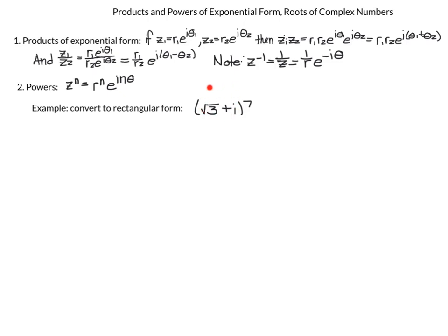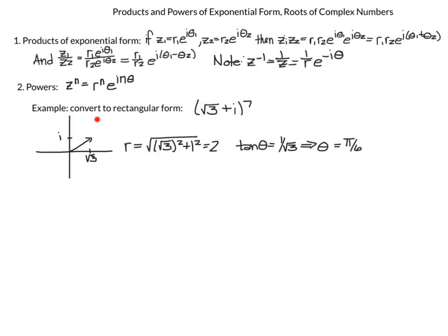The first thing we want to do is convert the square root of 3 plus i into exponential form. Here I have graphed, on the real axis I have square root of 3, and on the imaginary axis my i is multiplied by 1. So here I have square root of 3, on the y I have 1. So the radius is the square root of 3 squared plus 1 squared, which is equal to 2, and then my tangent of theta is going to be equal to 1 over square root of 3, so theta is equal to pi over 6. Which means my square root of 3 plus i to the 7th is equal to 2 e to the i pi over 6 raised to the 7th.